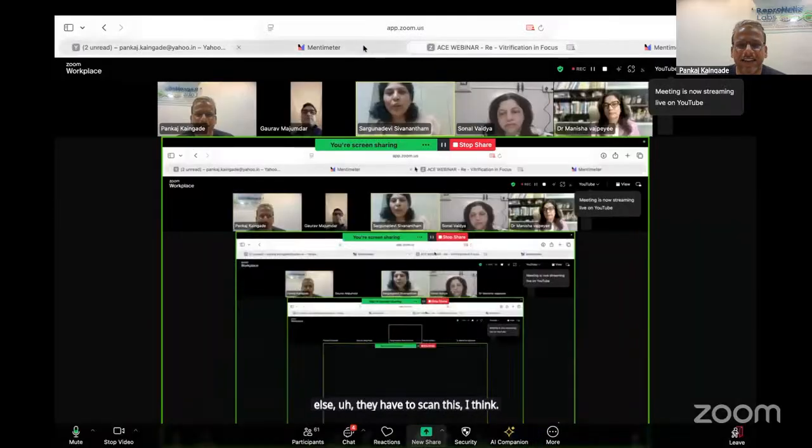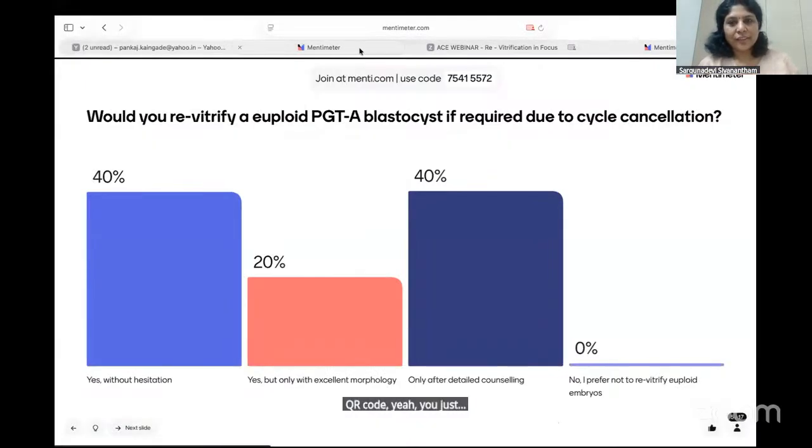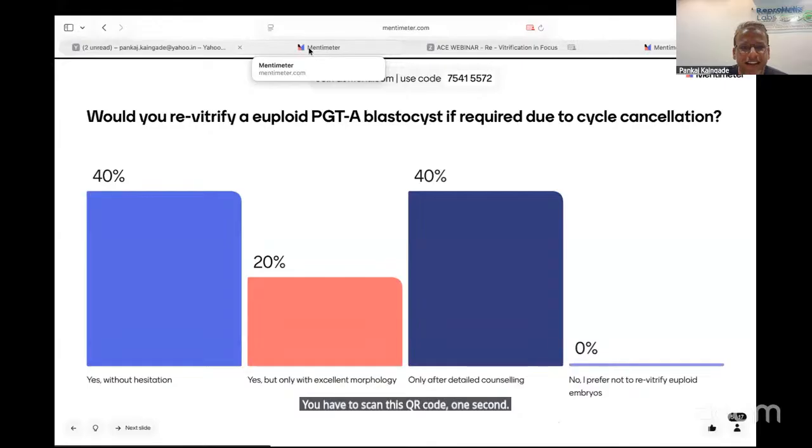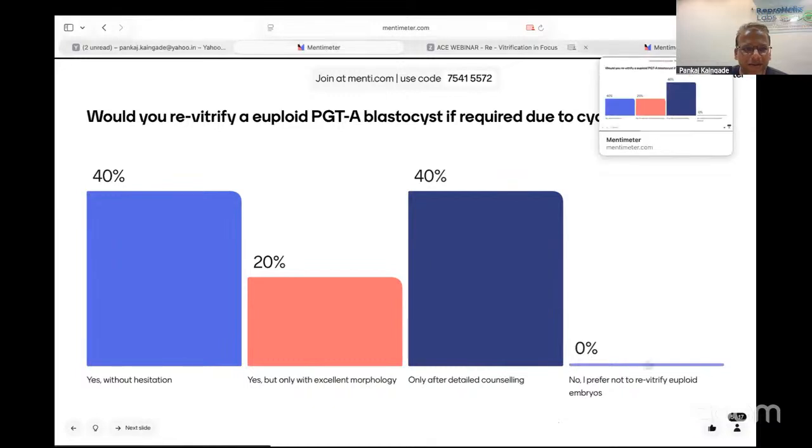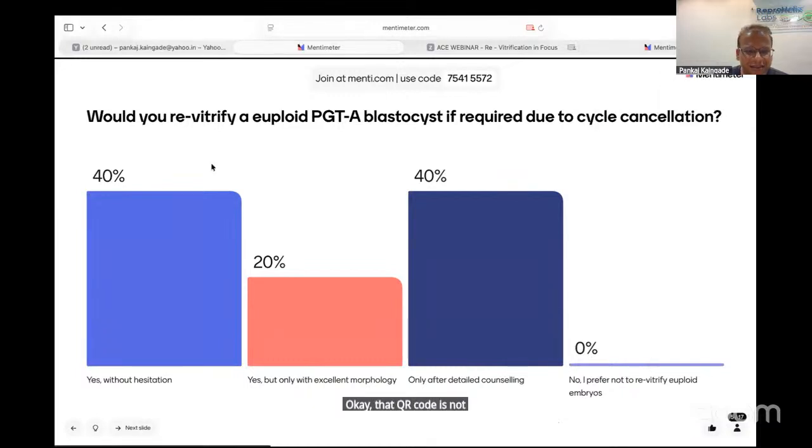Somebody texted that they can't see the poll. They have to scan this QR code. I think in 1 minute I'll share it. The QR code is not visible right now.